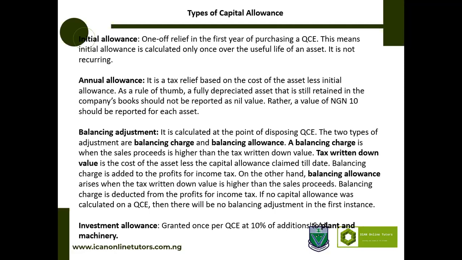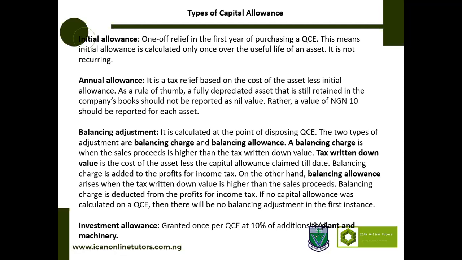The next one is the annual allowance. The annual allowance is a tax relief based on the cost of the asset less initial allowance. Annual allowance is granted over the useful life of the asset. Annual allowance is always the cost of the asset minus the initial allowance enjoyed on the asset, divided by N. What is my N? My N is always 100 divided by the annual allowance rate. For all categories of assets, I have my annual allowance rate, and it will determine the useful life of the asset.